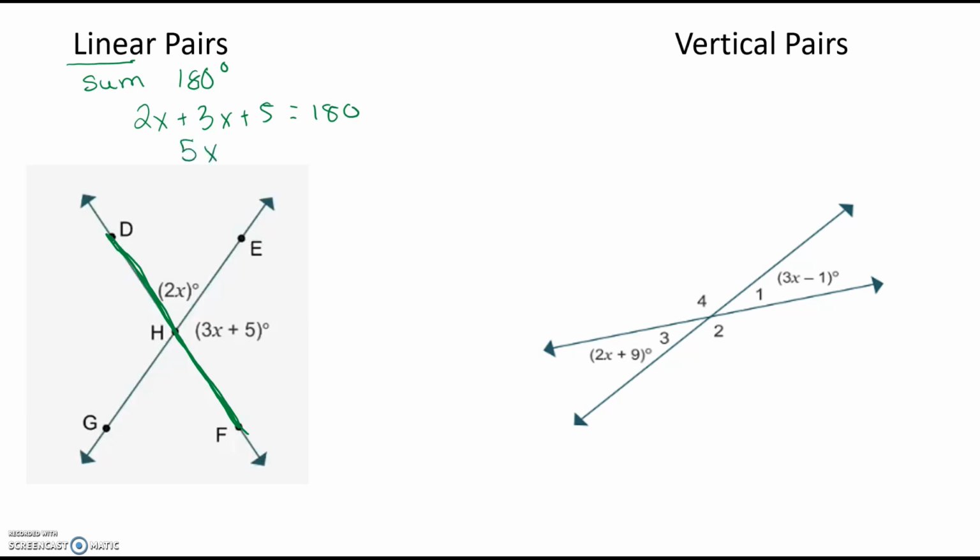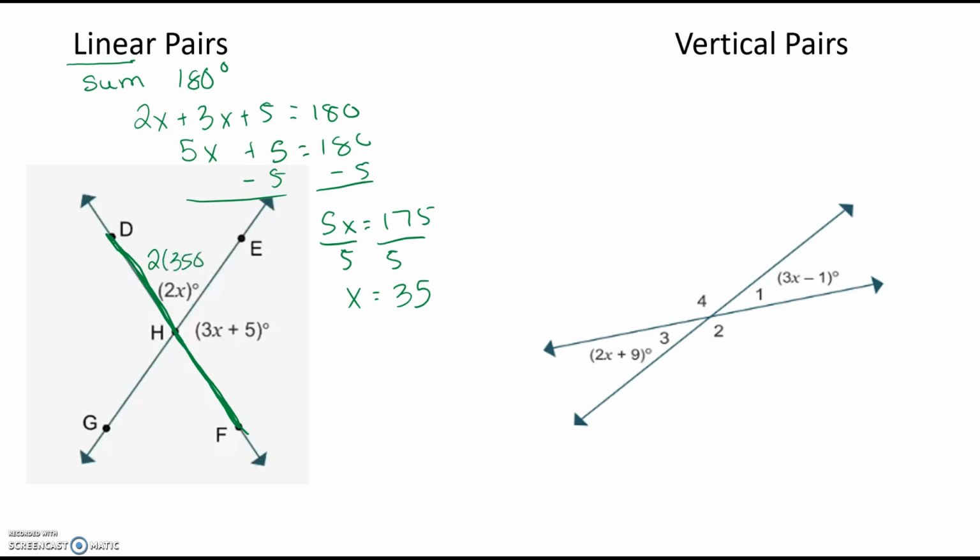My solving steps tell me to combine my like terms. Then I'm going to solve by subtracting 5 from both sides. I want x, not 5x, so I divide by 5, and that gives me 35. So that means x is 35. If you are being asked for x, you get to stop there. But if you're being asked for the degrees, then you have to come back to the original statement and plug in what you discovered x to be. And the correct answer would be 75 degrees up there.